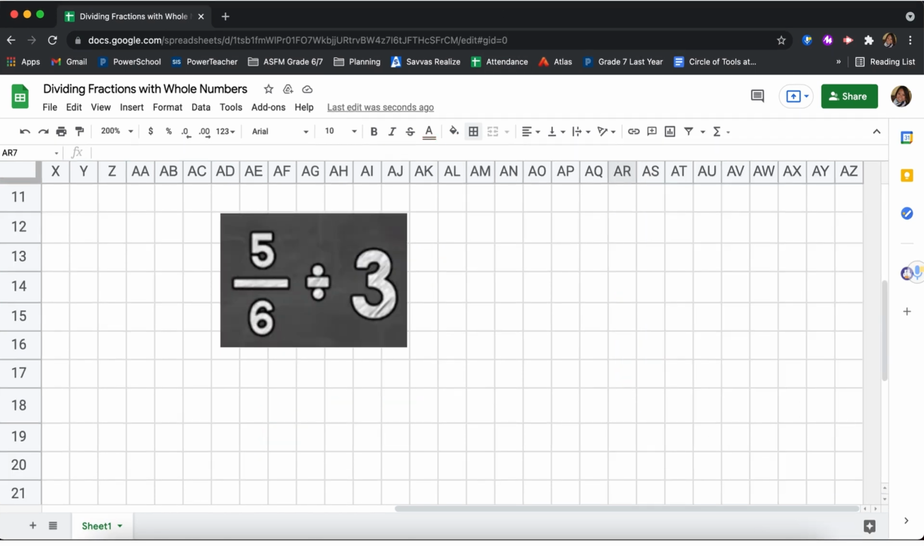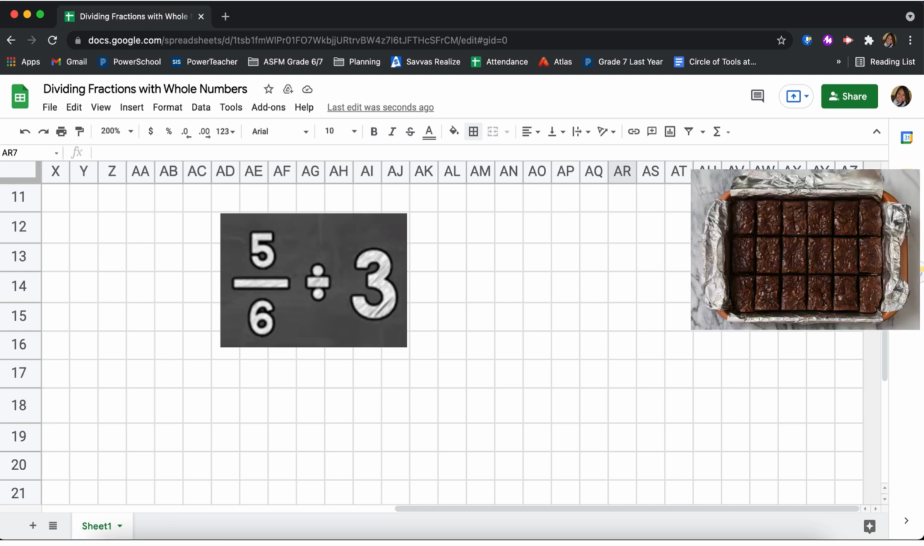All right, so our last question here says we have 5/6 divided by 3. So again, let's think about the brownies again. So we're going to draw this out. I have 6 here in my denominator, so I'm going to go across 1, 2, 3, 4, 5, 6, and I'm going to go down 3. So 1, 2, and 3. And this is going to be my tray of brownies.